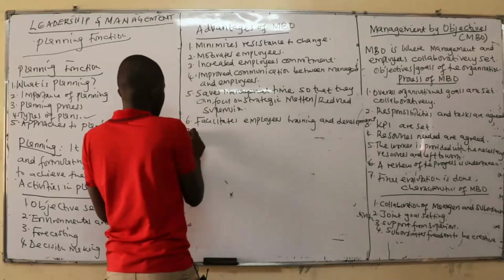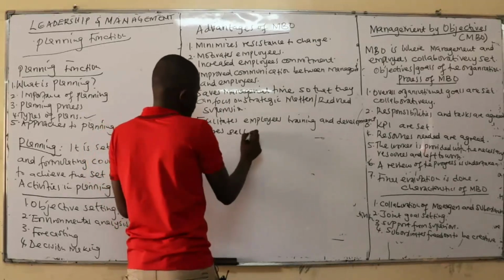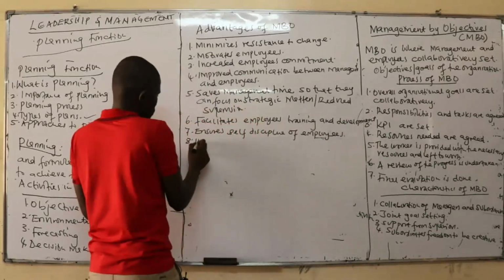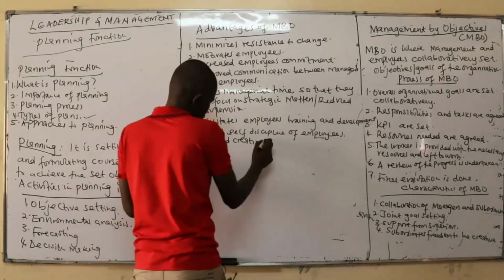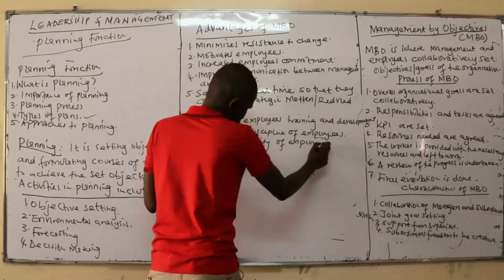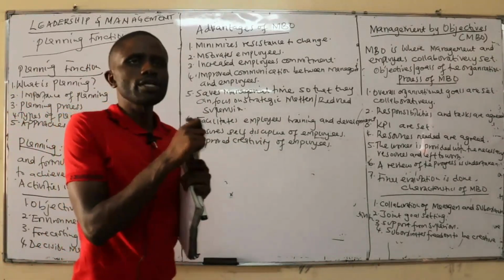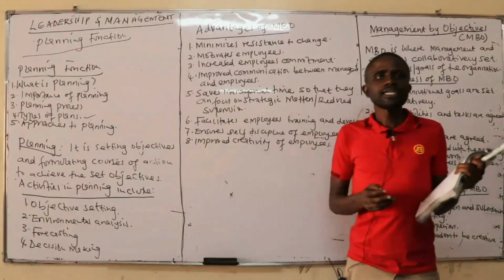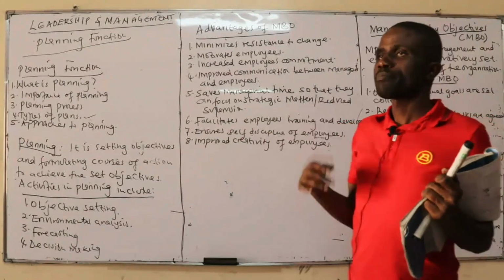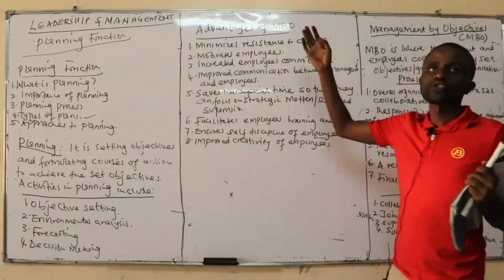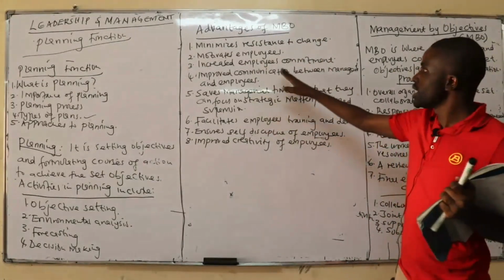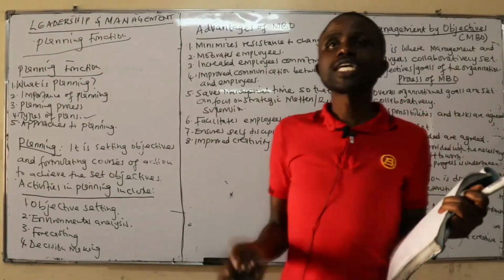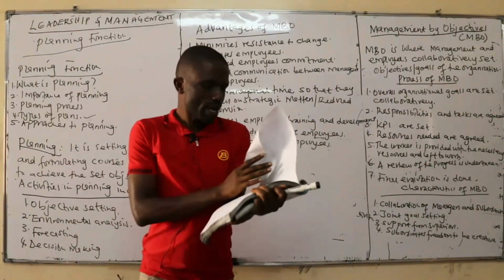Ensures self-discipline of employees. And we also need to note improved creativity of employees. In other words, we are asking ourselves, when employees participate in decision making, what are the benefits? Get together. The examiner can ask any question. Why should organizations involve employees in decision making? To minimize resistance to change, to motivate employees, to ensure increased employees' commitment, to improve communication between managers and employees, to save on managerial time, to facilitate employees' training and development, to ensure self-discipline and even improved creativity, among other points that you may have.